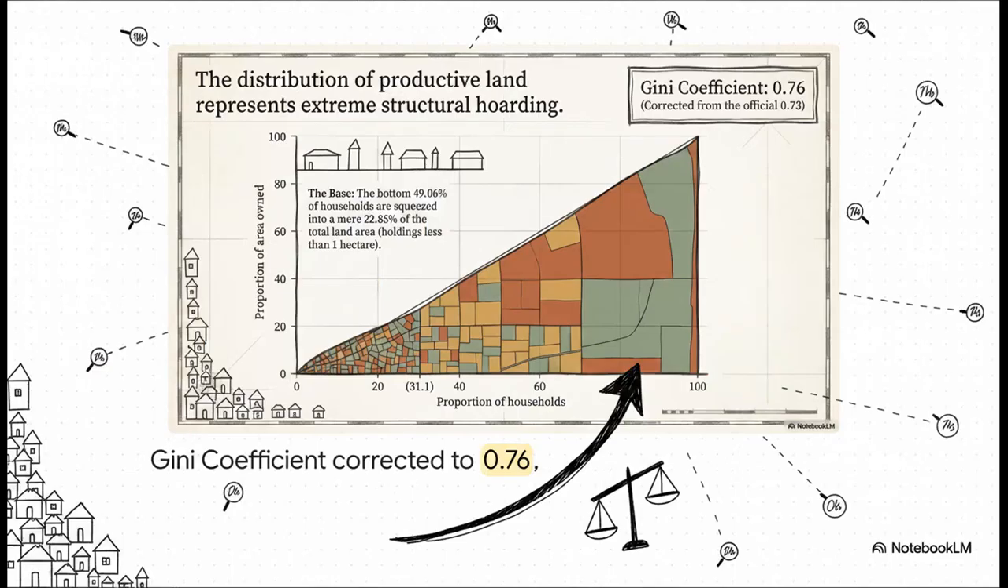When you plot out this corrected data, the true Gini coefficient, which is a measure of inequality, stands at an extreme 0.76. What does that mean in reality? It means a tiny elite controls vast, disproportionate tracts of productive soil, while the base, representing nearly half of all households, are squeezed onto just 22% of the total land area.